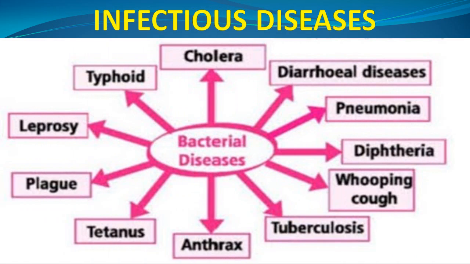Now first we shall look into bacterial diseases in detail. This flowchart will tell you what diseases are basically caused by bacteria. Here the bacterial diseases include cholera, diarrheal diseases, pneumonia, diphtheria, whooping cough, tuberculosis, anthrax, tetanus, plague, leprosy, typhoid. All these are some examples of diseases caused by bacteria.